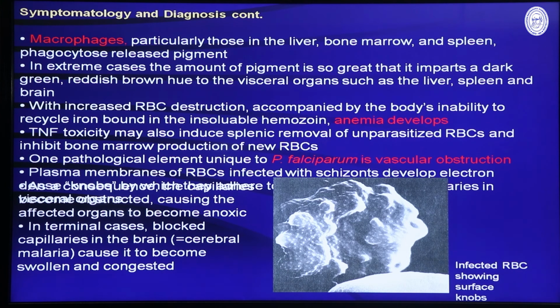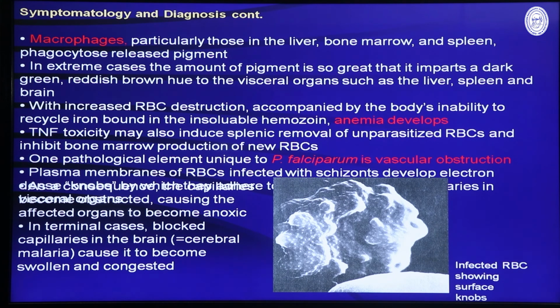Now, when we talk about the macrophages, particularly those in the liver, bone marrow and the spleen, they phagocytose the released pigment. In extreme cases, the amount of pigment is so great that it imparts a dark green, reddish brown hue to the visceral organs such as the liver, spleen and the brain. With increased RBC destruction, accompanied by the body's inability to recycle iron bound in the insoluble hemozoin, anemia develops.